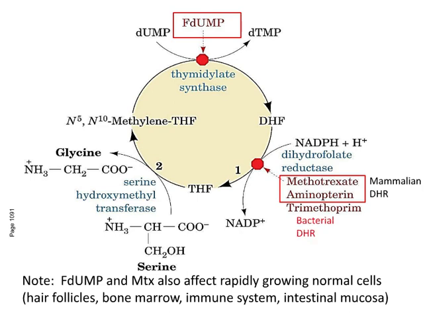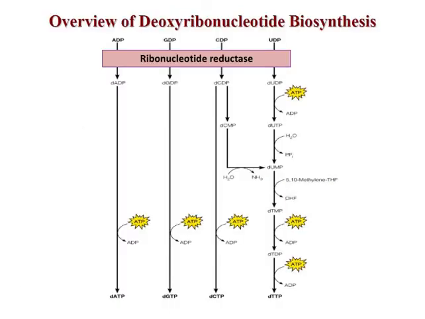Trimethoprim inhibits bacterial dihydrofolate reductase and is frequently used in the treatment of urinary tract infections. Also, recall that sulfonamides specifically inhibit folate synthesis in microorganisms and are used to treat infections as well.